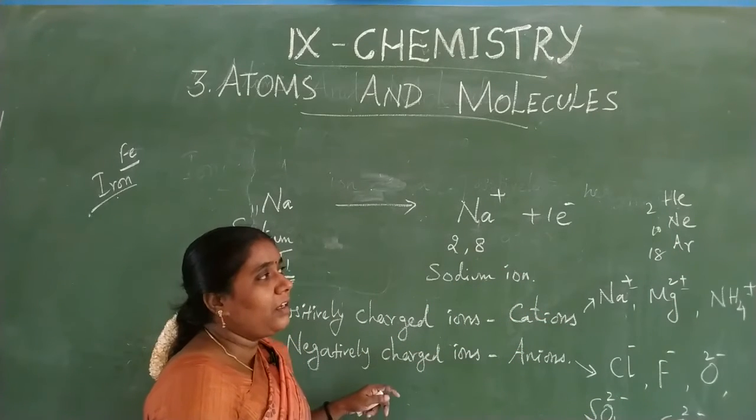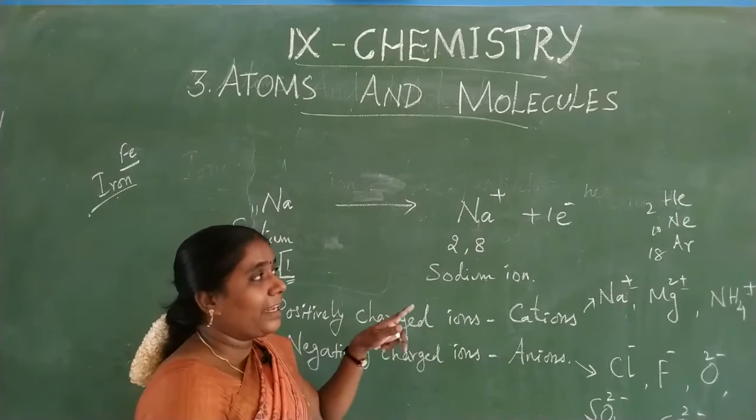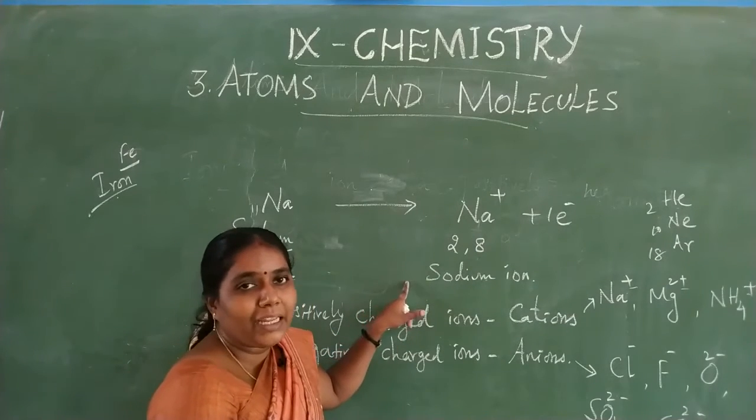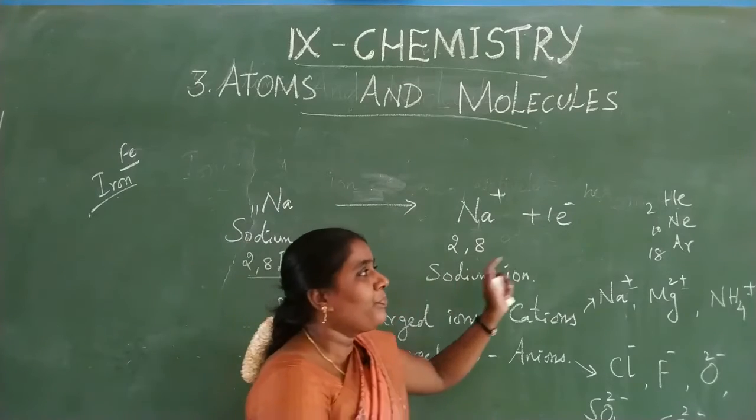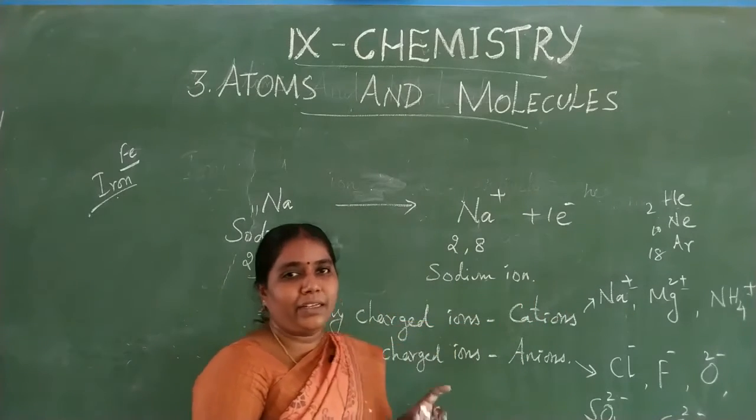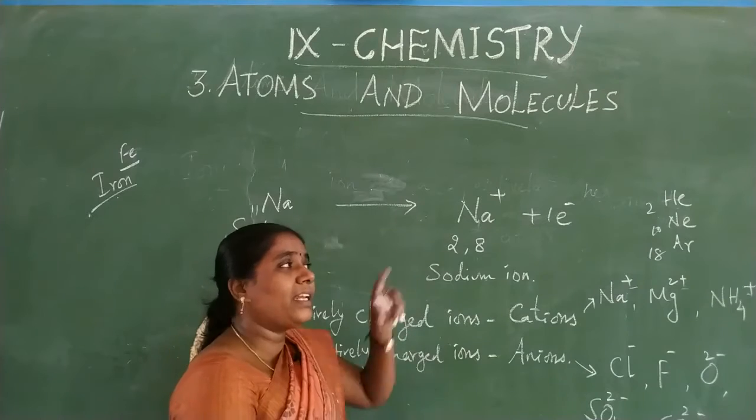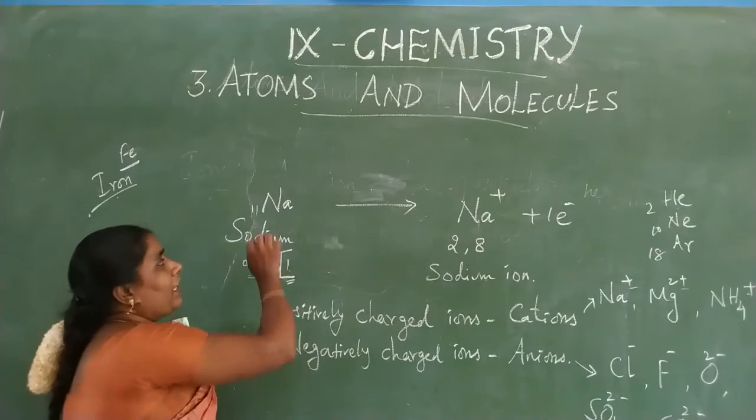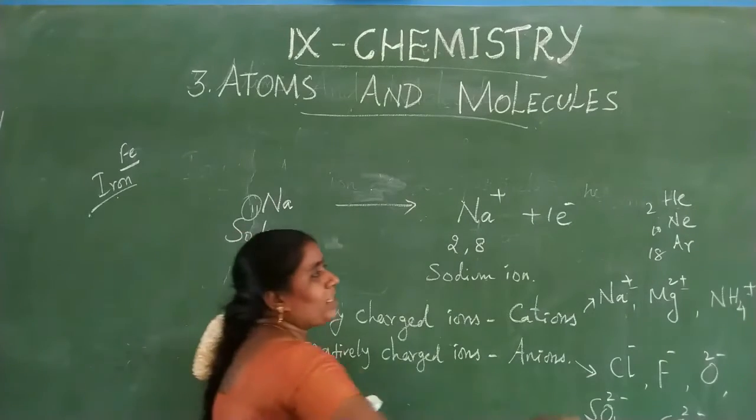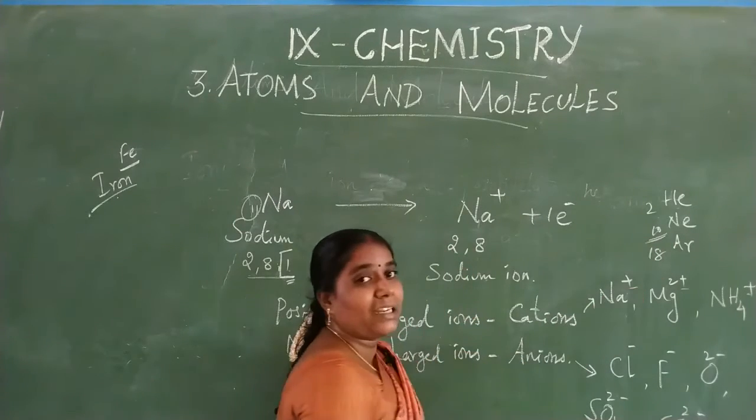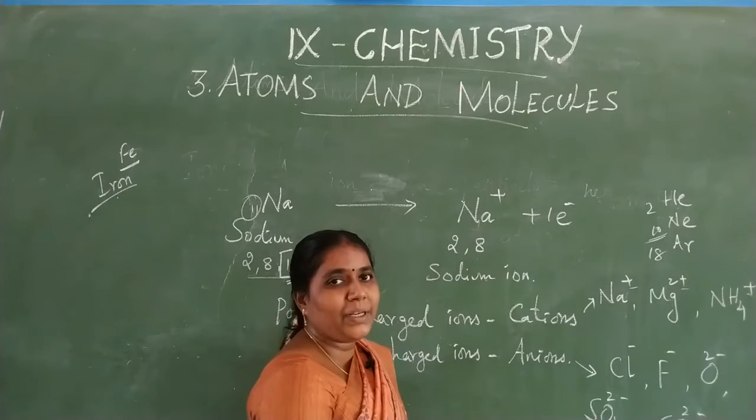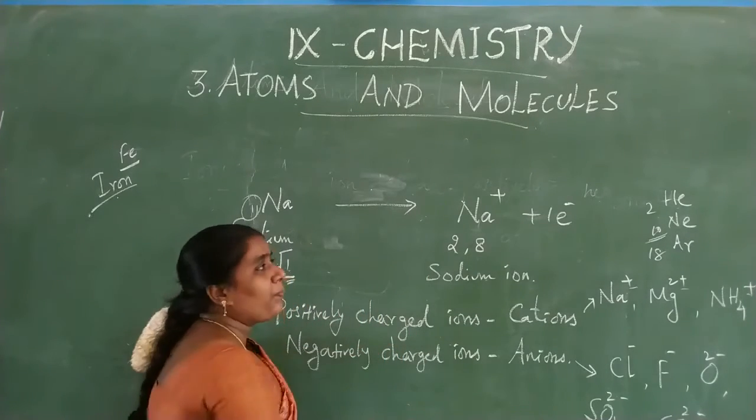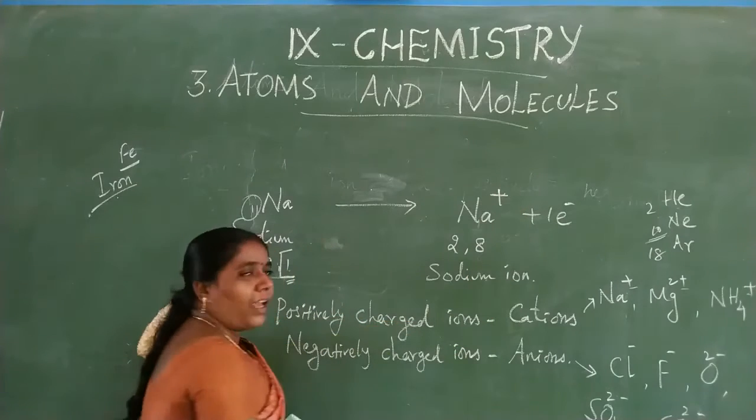Isn't it? To attain these noble gases, it will lose, gain or share electrons, because these noble gases are already stable in nature. So to attain the nearest noble gas, it will lose or gain or share. Sodium has 11 electrons, so the nearest stable state is 10. It wants to get only 10 electrons, so it will lose one extra electron and get a positive charge, Na plus.